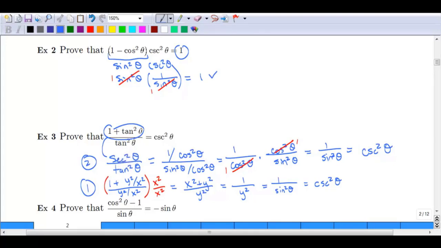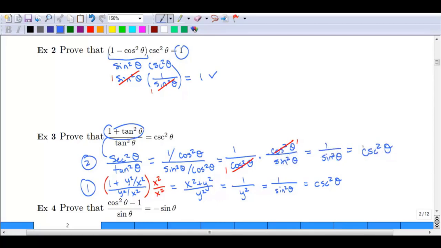1 plus tangent squared, again going back to those Pythagorean identities, we know this is secant squared of theta over tangent squared of theta. Secant we know is 1 over cosine, so we get 1 over cosine squared. Tangent is sine over cosine, again those both get squared. We use multiplication of the reciprocal to do division of fractions, and we end up with 1 over sine squared, which is cosecant squared.